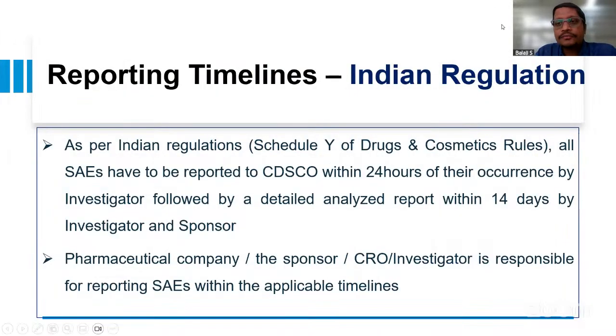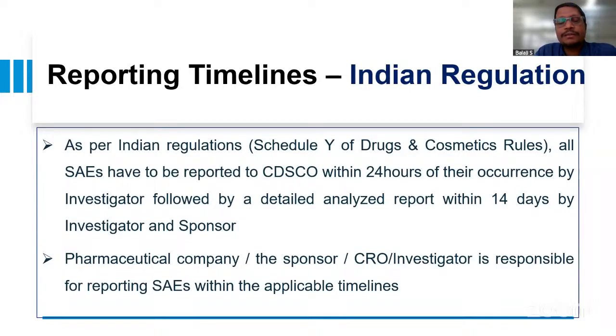Then, if you look into the Indian regulatory requirements, as per the Indian regulations, Schedule Y of the Drugs and Cosmetics Rules, all SAEs have to be reported to the CDSCO within 24 hours of their occurrence by the investigator, followed by a detailed analyzed report within 14 days by the investigator and the sponsor, both of them.